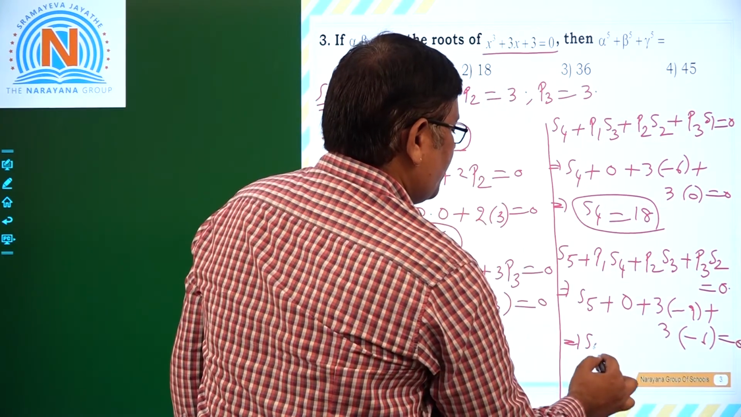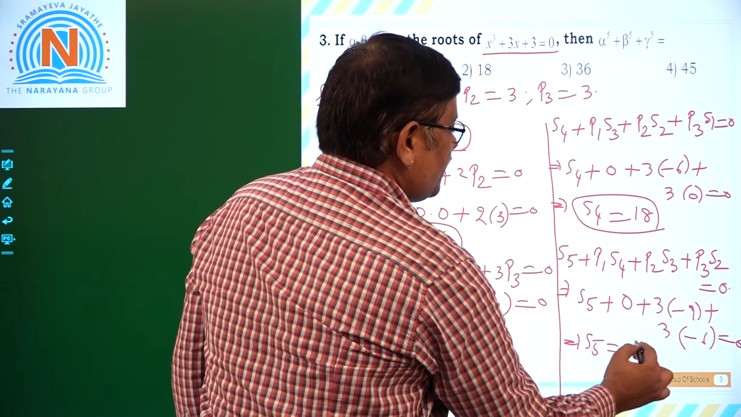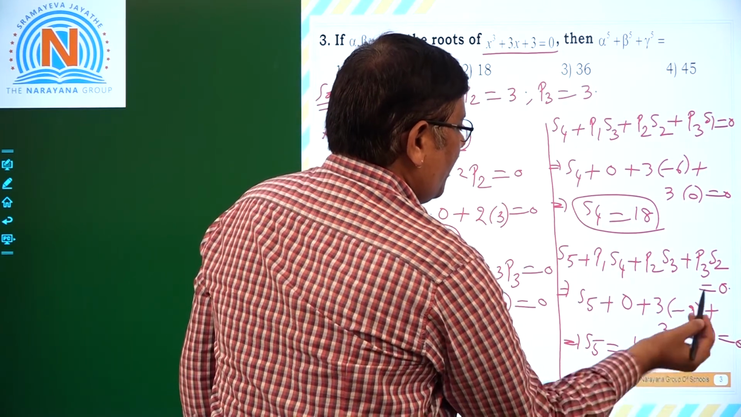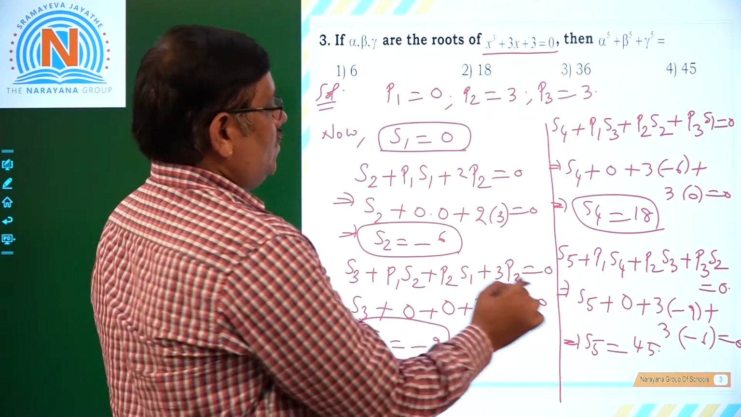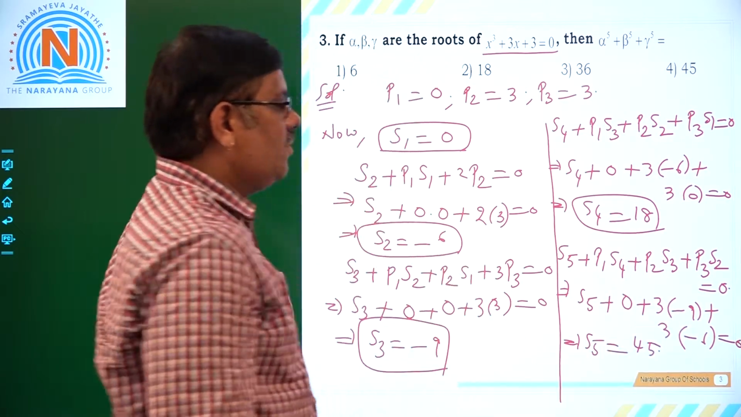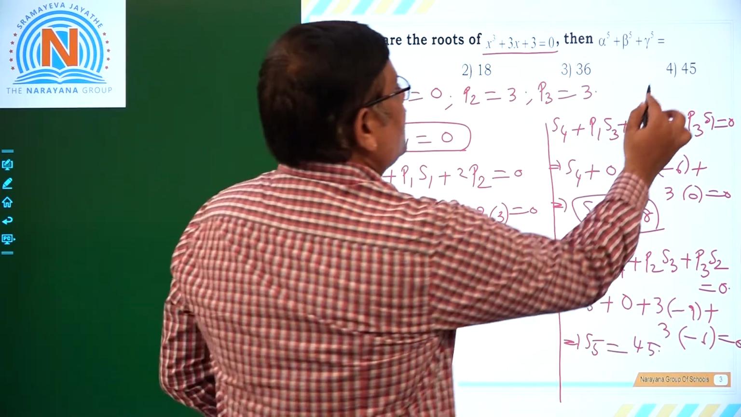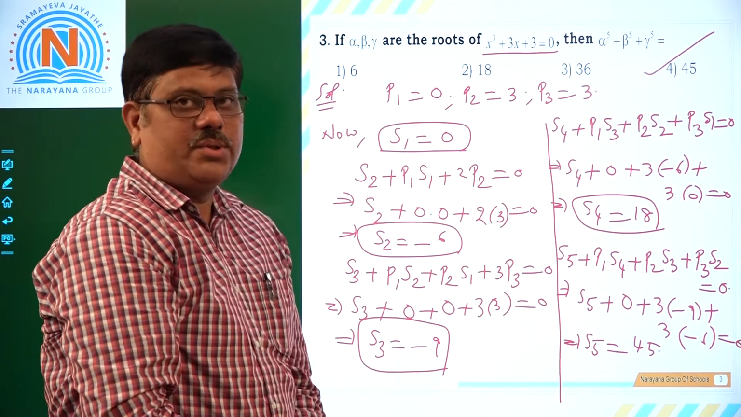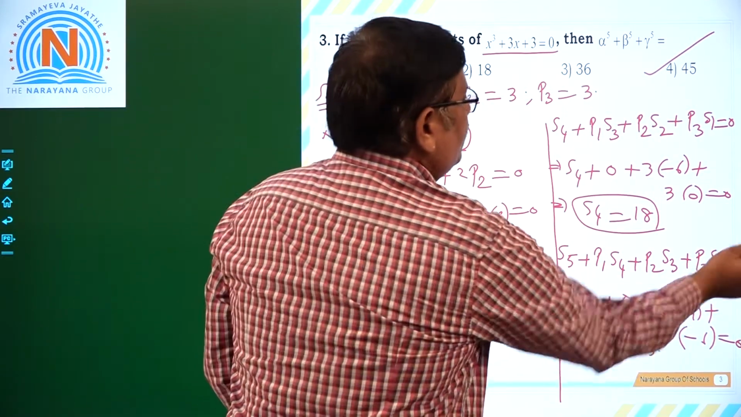That implies S5 is equal to minus 27 minus 18. That is nothing but 45. Okay, so we have 27 and 18. 27 and 18 is nothing but 45. So S5 is 45. Nothing but the fourth option. Okay. Now we move to the next question.